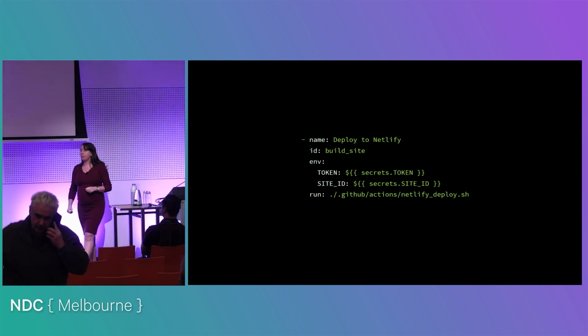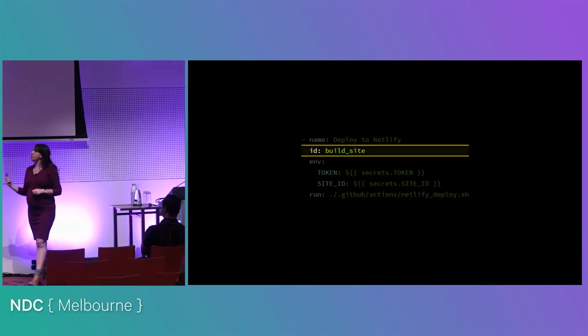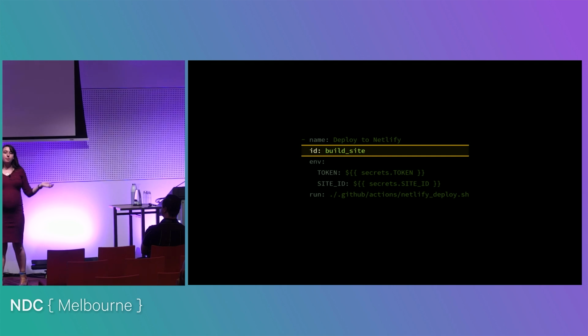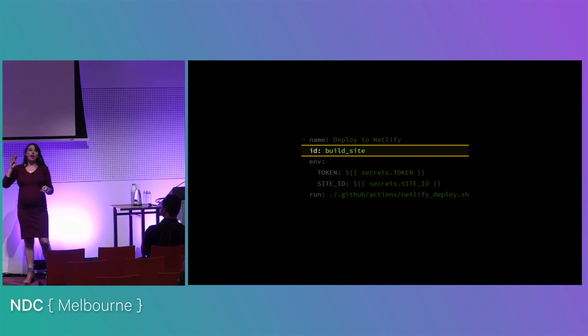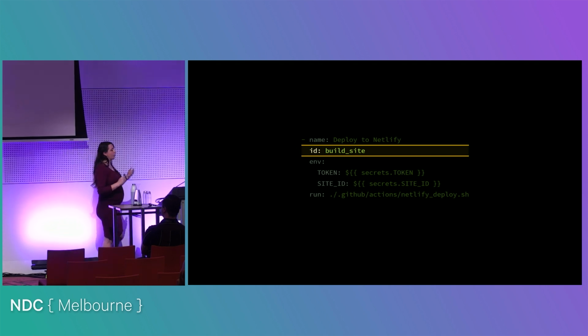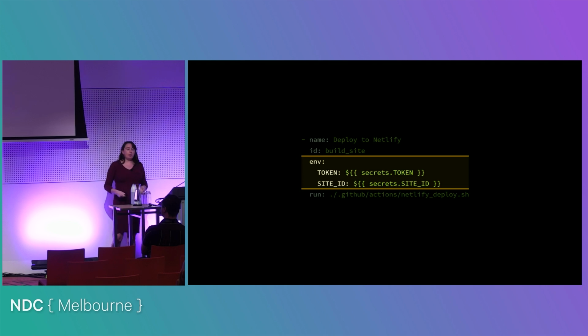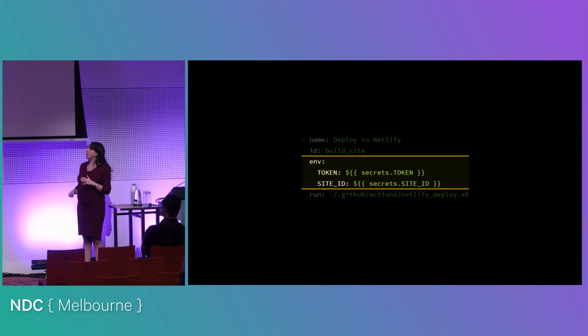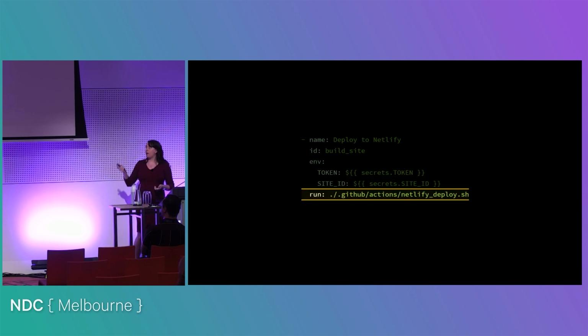To run this script, I'm going to add another step, which is deploy to Netlify. Now this one's a little bit different because I'm going to give this step an ID because I want to refer back to the URL that we're going to get from it. So in this case, I'm going to give it the ID of build site. I'm going to pass in a few environment variables. In this case, there's going to be a token and site ID so that the Netlify CLI knows which website it's building and where it's deploying it to. And then I'm going to go through and run my bash script that I wrote.